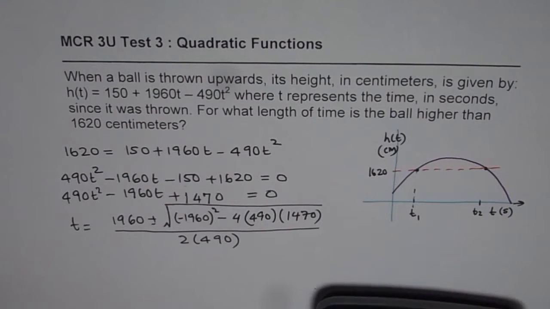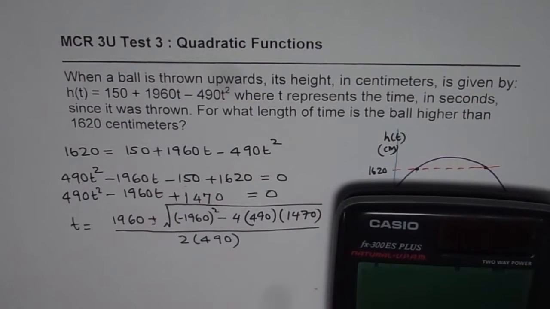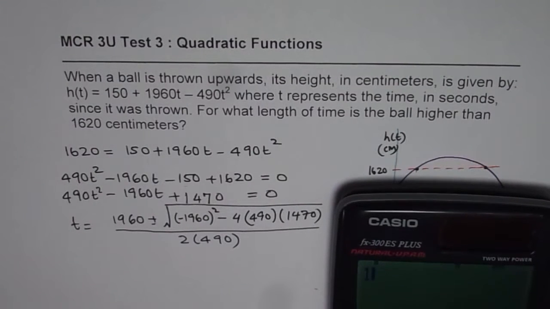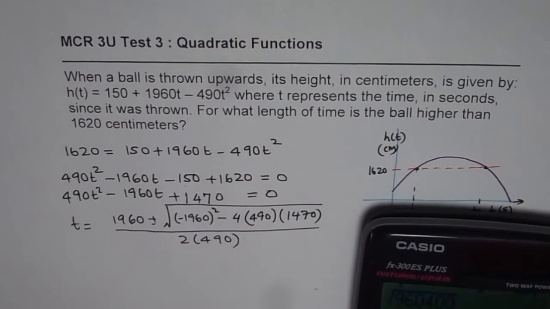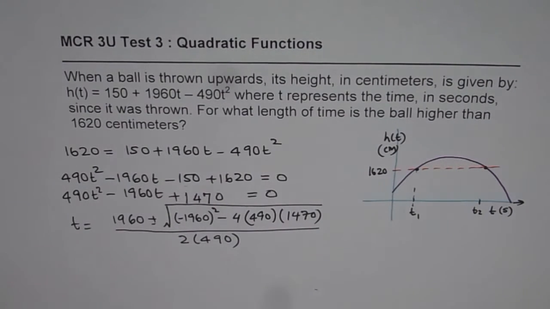So what do we get? Let's do the radical part first. 1960² - 4 × 490 × 1470 gives us 960,400. The square root of 960,400 gives us 980. So we get 980 there.